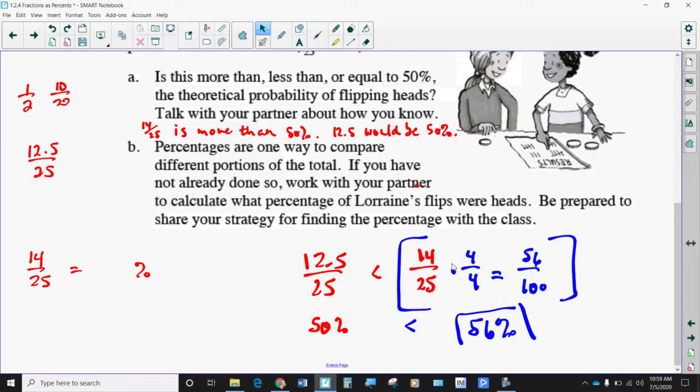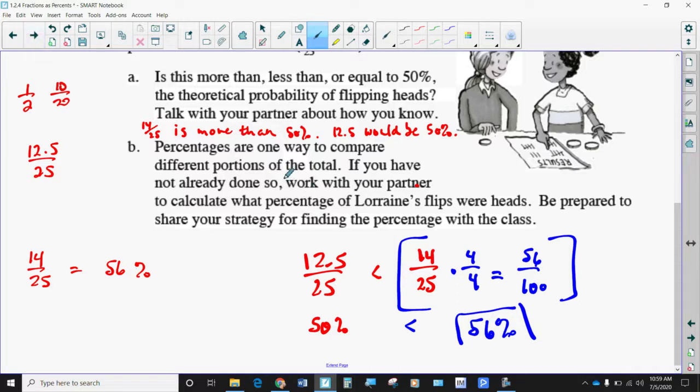All right, so what I did here is using my giant 1, I converted 14 over 25 to 56 out of 100. We talked about it here, 12.5 out of 25 is 50%, and this is going to be less than 14. That makes sense, right? So 50% is going to be less than whatever this percent is, and it turns out that 4 times 25 is 100, so we have to multiply 4 times 14 to give us 56. Therefore, 14 out of 25 is 56%, and they flipped heads in this particular trial 56% of the time.